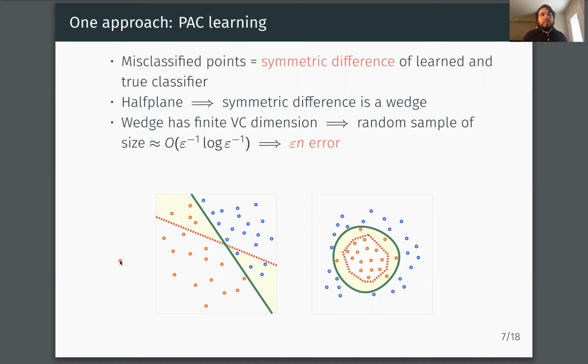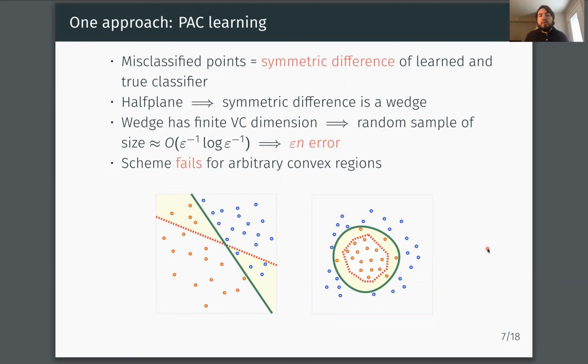But remember, the original problem we were interested in was for arbitrary convex bodies. So in this case, the symmetric difference between the true convex body and our learned convex body could look like a ring here, which I've drawn, in which the red outline is the learned convex body and the green is the true convex body. But it turns out that this scheme fails, and it fails primarily because convex bodies have infinite VC dimension. So this tactic alone doesn't work.